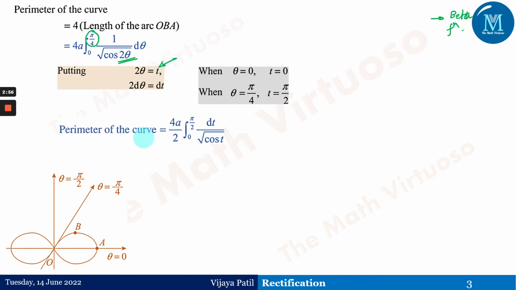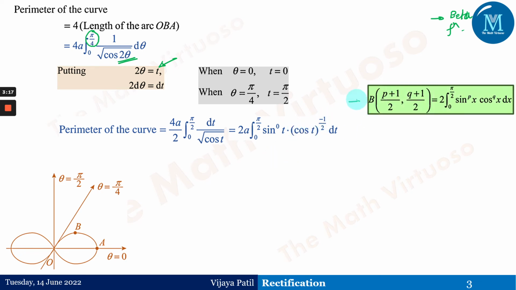And therefore, the perimeter of the curve is 4a by 2, because of this, integral from 0 to π/2 of dt upon the square root of cos t, which can be written as 2a times the integral from 0 to π/2 of sin to the power 0 t into cos t to the power minus 1/2 dt. That means this is the formula I'm talking about, the beta function: Beta of (p+1)/2, (q+1)/2 equals 2 times the integral from 0 to π/2 of sin^p x cos^q x dx. Here in the present case, we have p equals 0 and q equals minus 1/2.